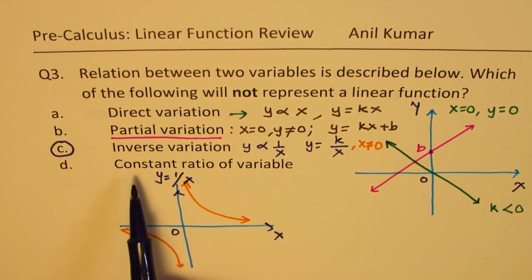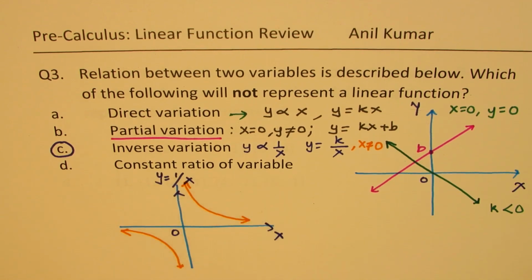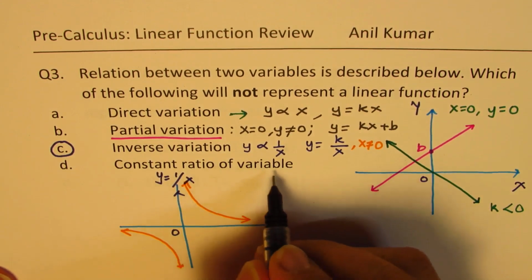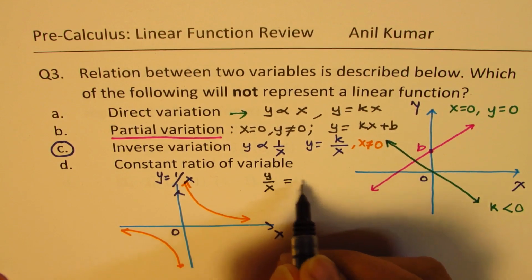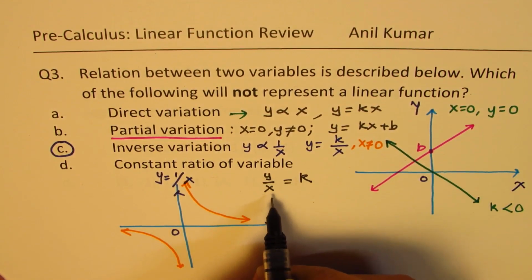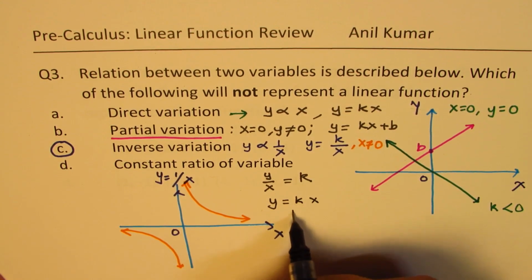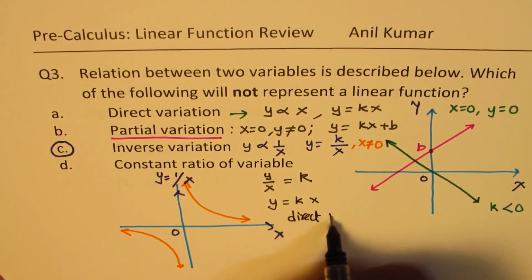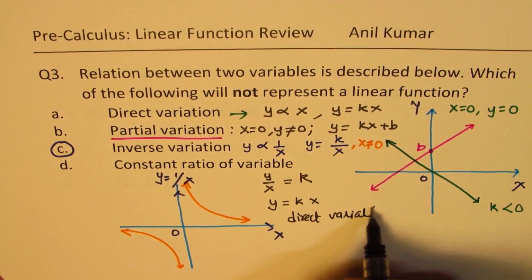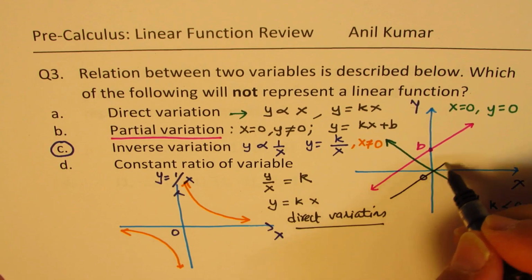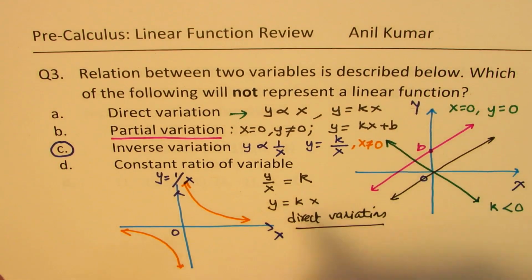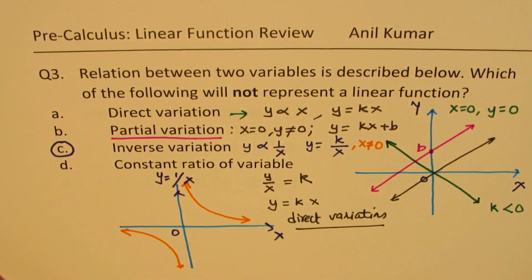Now let's look into the last one, which is constant ratio of variables. Constant ratio of variables means what? So constant ratio of variables means that y over x is equal to a constant. That is the constant ratio, correct? So that means y equals kx, right? So that is same as direct variation. Is that clear? So that could be represented by a line kind of like this. Do you understand? So that is constant ratio.